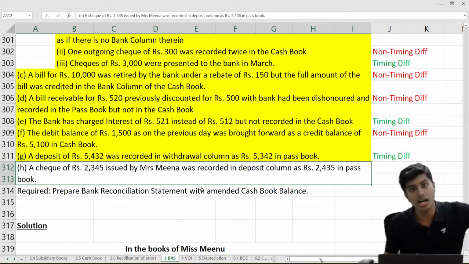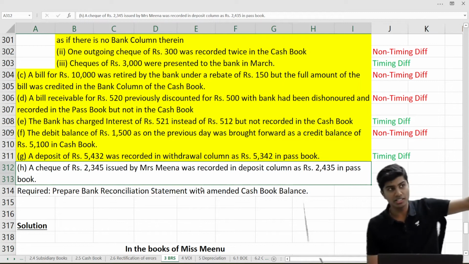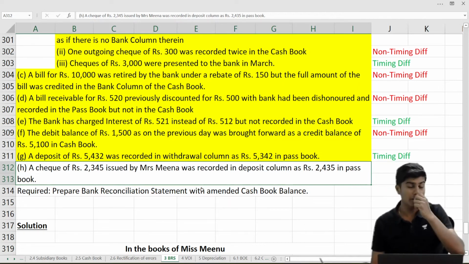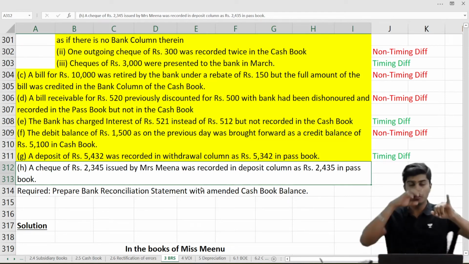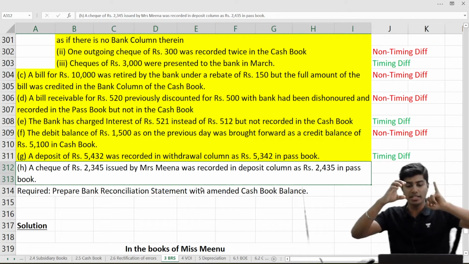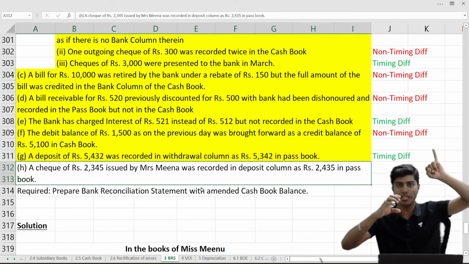Mrs. Meena issued this check into bank saying that this is a check, please give me money. Bank, instead of giving to Mrs. Meena, they have given to Miss Meenu, that is our customer. To their bank account, they've increased. Passbook balance has increased by wrong amount, but we don't care. 2435, the passbook balance has increased.